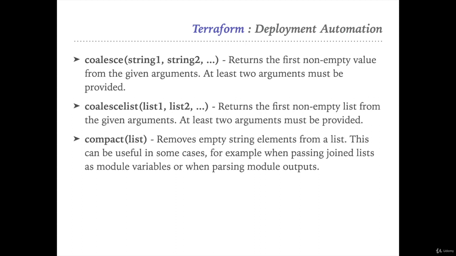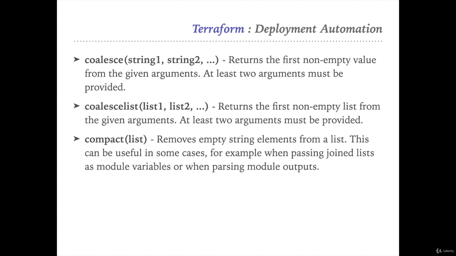The next function which is commonly used is compact. Compact will take a list as an argument and it will remove empty string elements from the list. So suppose the argument which you are supplying to compact is a list, and if this list has some empty values, then the compact function will remove all the empty values from that particular list and return the list which doesn't have any empty value. So this is a useful function which you will use in your configuration files multiple times whenever you work on production systems.